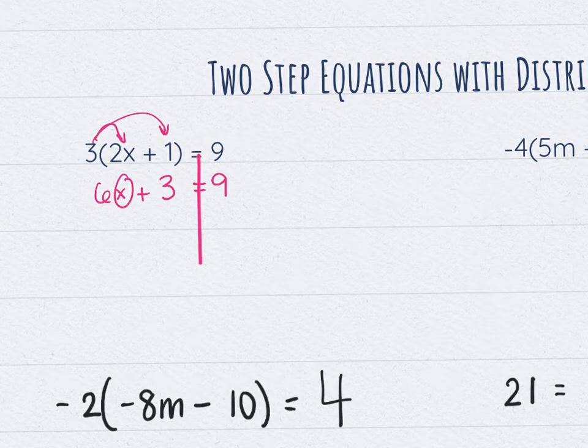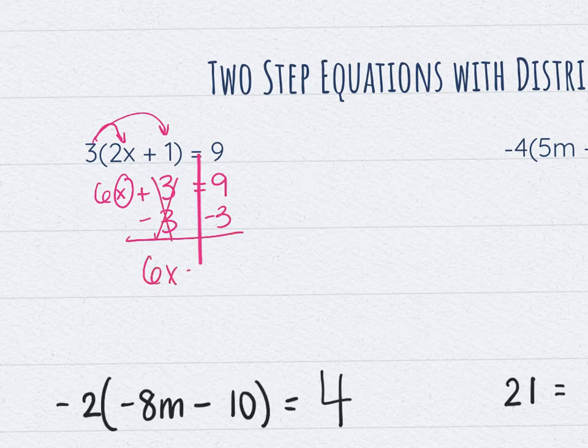So you circle the variable, draw a line down, subtract 3 from both sides. You get 6x is equal to 6, divide both sides by the coefficient, and x is equal to 1.